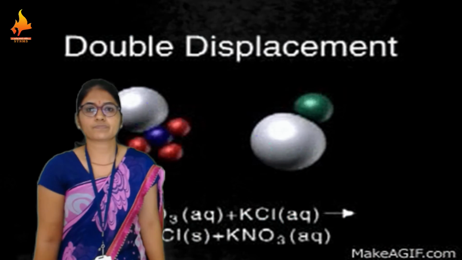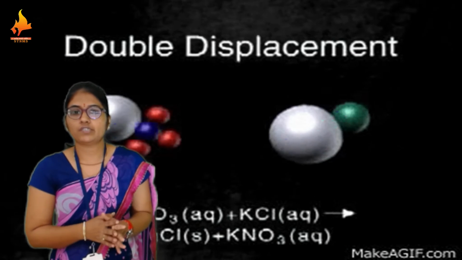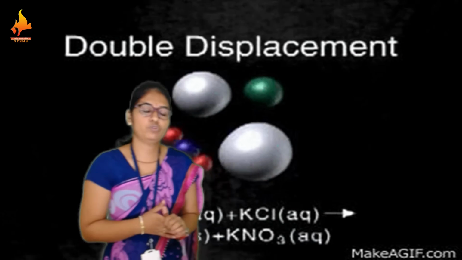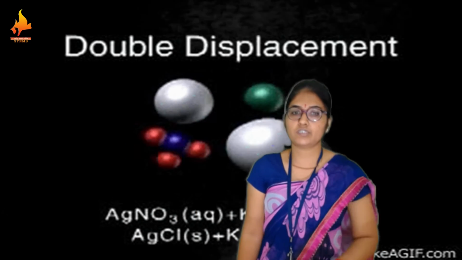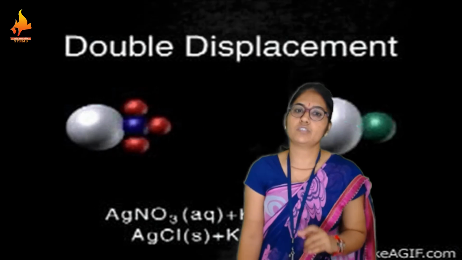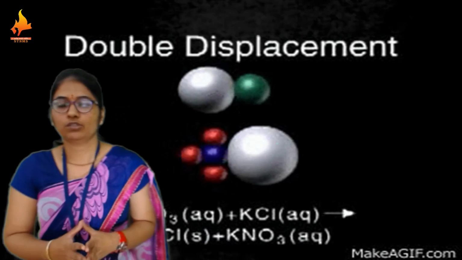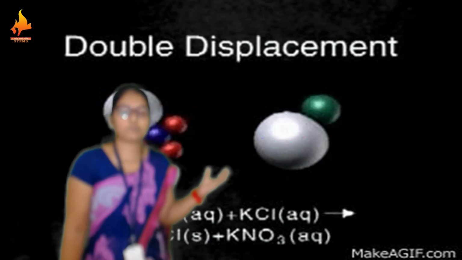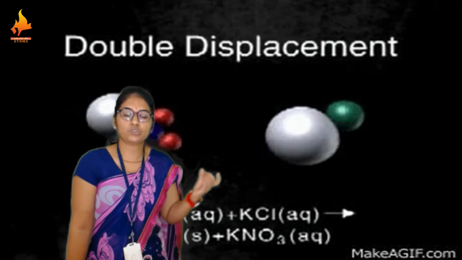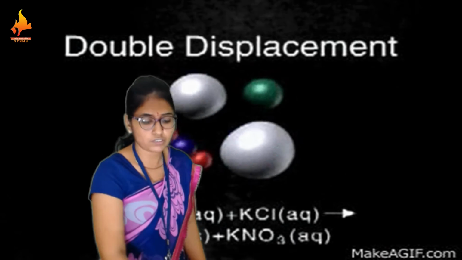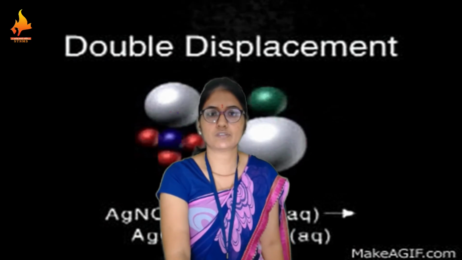Next is another example of a double displacement reaction. Silver nitrate reacts with potassium chloride to form silver chloride and potassium nitrate. See there, silver chloride is written in the solid state, which means in this reaction it will form a precipitate. So this is a type of double displacement reaction in which a precipitate is formed. Precipitate means an insoluble substance present in the reaction which will not get dissolved into the solvent.